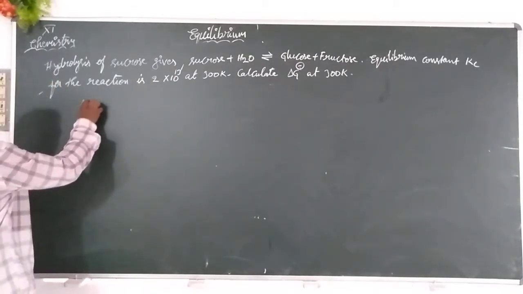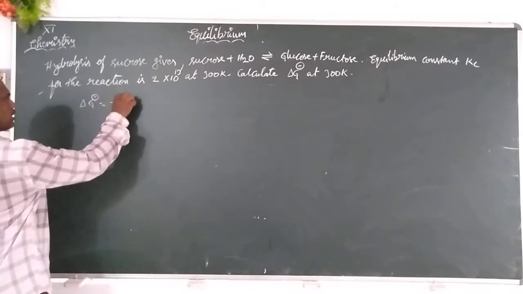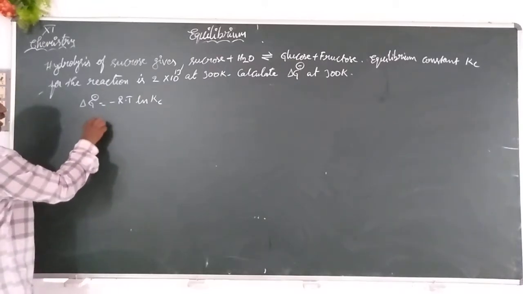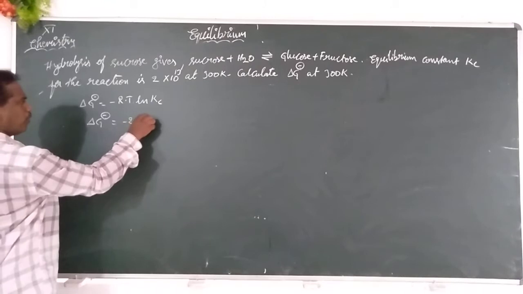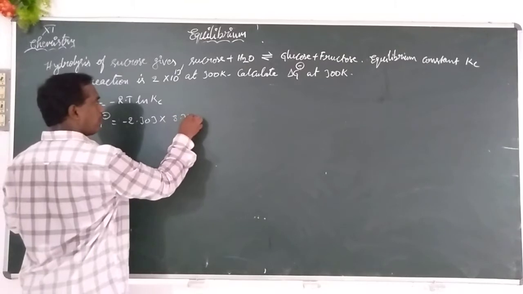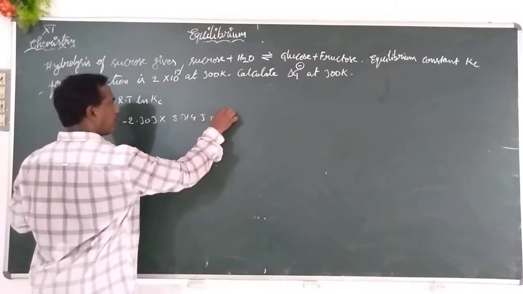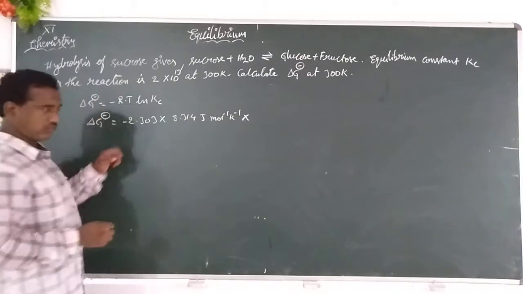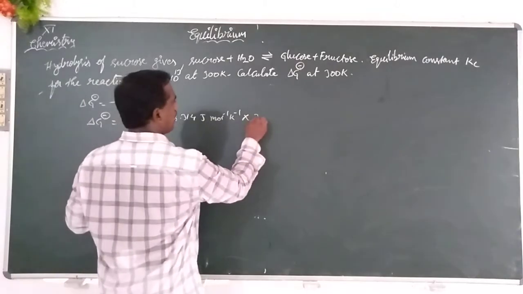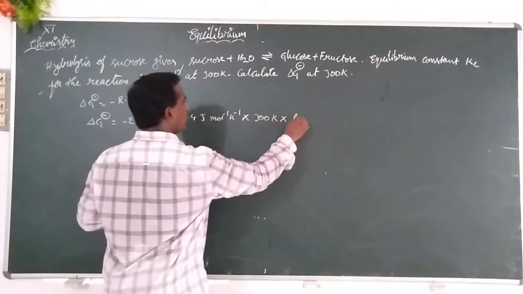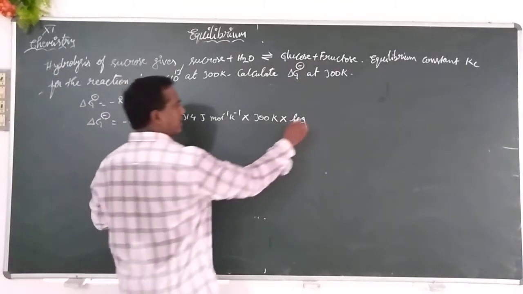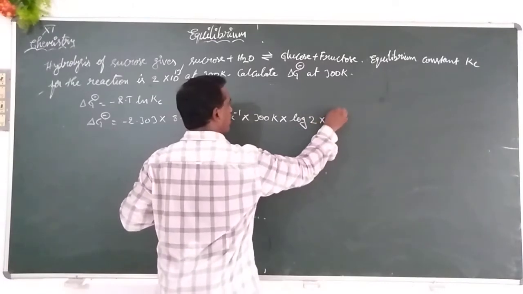What is the formula that we know? Delta G naught is equal to minus RT ln Kc, or we can write delta G naught is equal to minus 2.303 into R. R value is 8.314 joule mole inverse Kelvin inverse. What temperature did we have? Temperature was given as 300 Kelvin, into log of Kc, which is given here as 2 into 10 to the power of 13. Log of 2 into 10 to the power of 13.